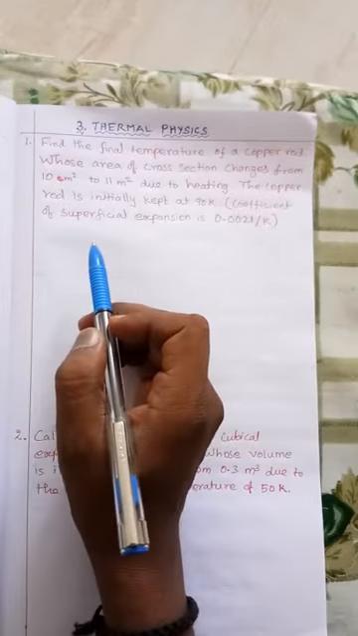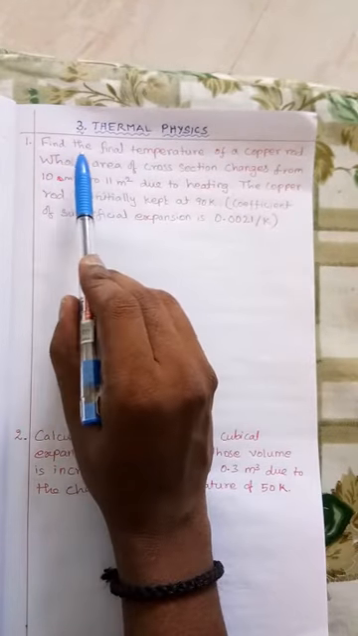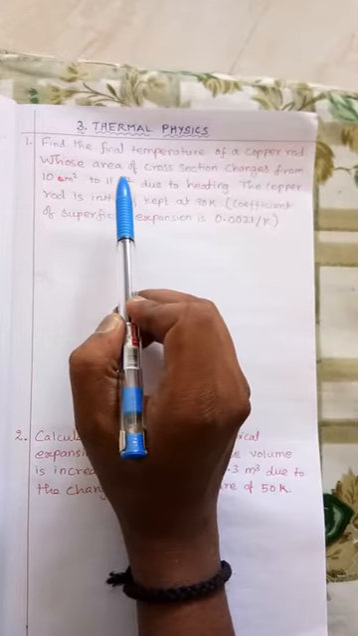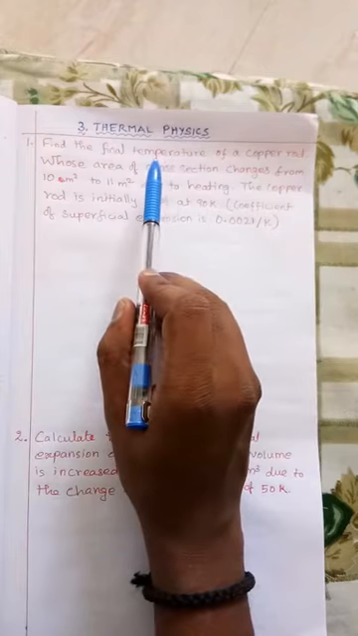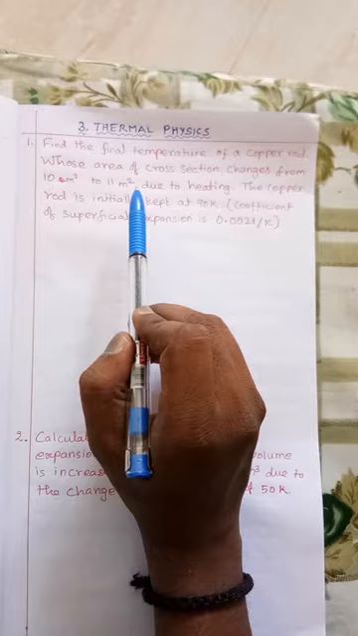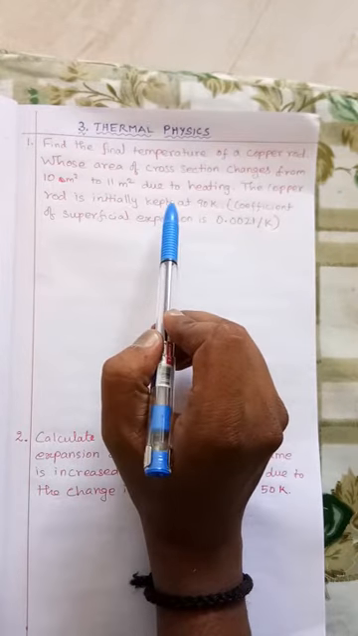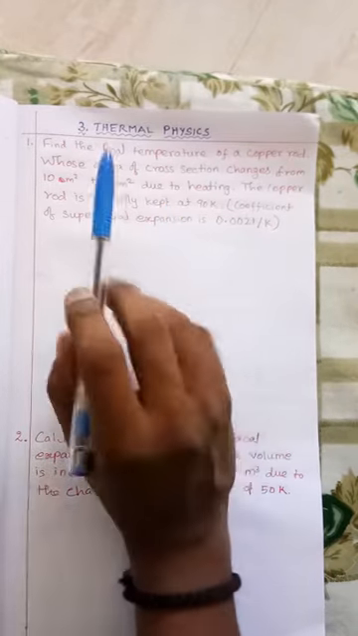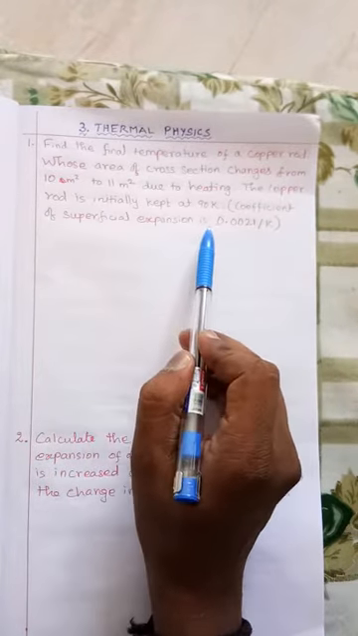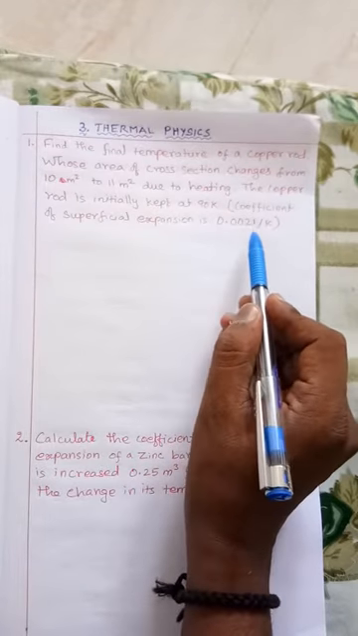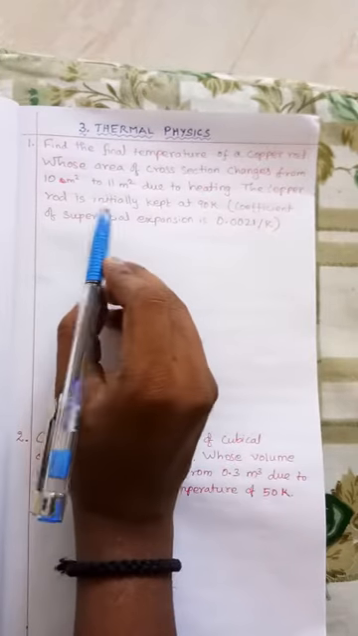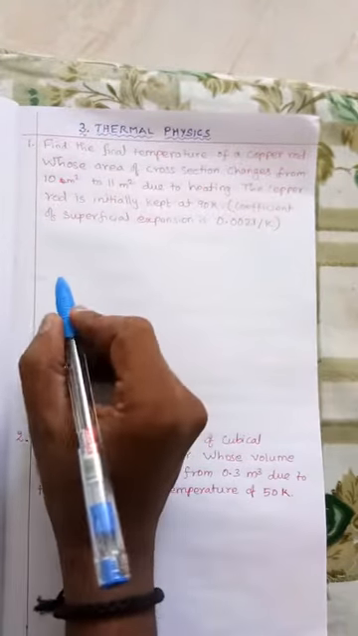Third lesson, thermal physics. First question: find the final temperature of the copper rod whose area of cross section changes from 10 meter square to 11 meter square due to heating. The copper rod is initially kept at 90 Kelvin. The coefficient of superficial expansion is given, 0.0021 per Kelvin. Now find the final temperature of the copper rod.